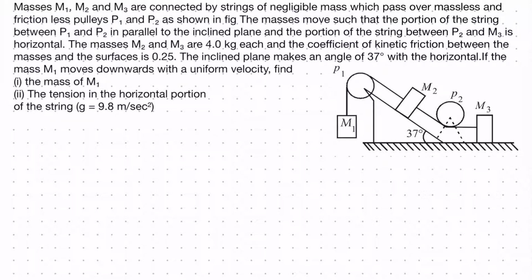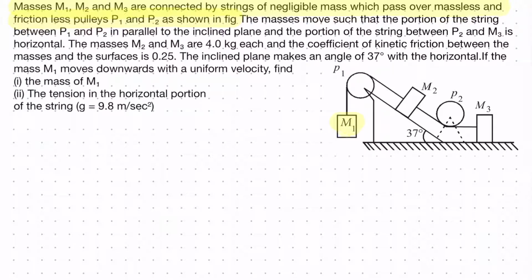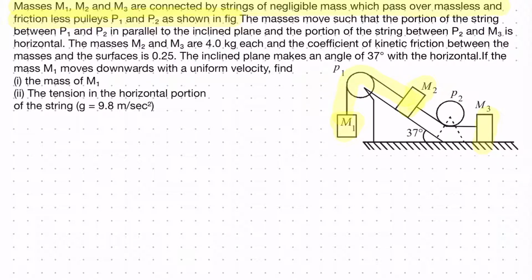Let's see this case. Masses m1, m2 and m3 are connected by strings of negligible mass which pass over massless and frictionless pulleys P1 and P2 as shown in the figure. So these three blocks M1, M2 and M3 are connected over pulleys in such an arrangement.